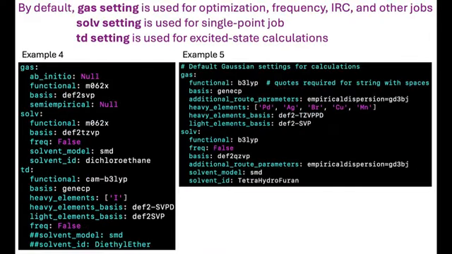Users can add TD for excited state calculations and can also add customized keywords, such as dispersion corrections. By default, CHEMSMART runs a frequency calculation after optimization, and users can disable it by setting frequency false.